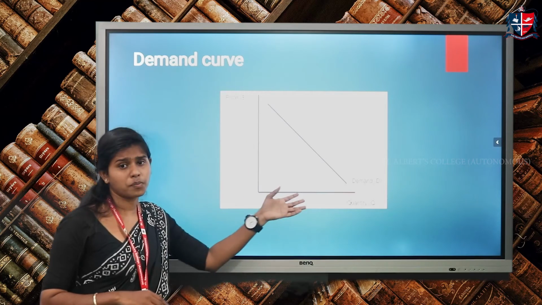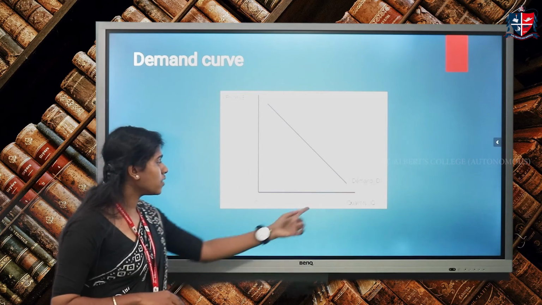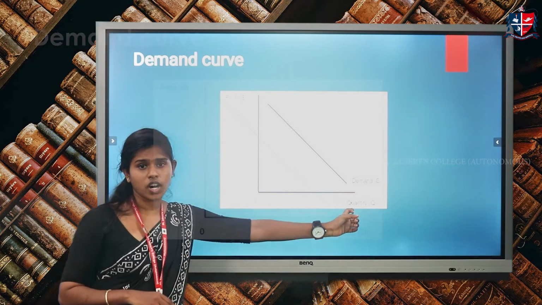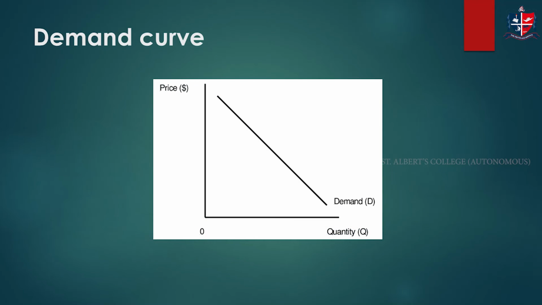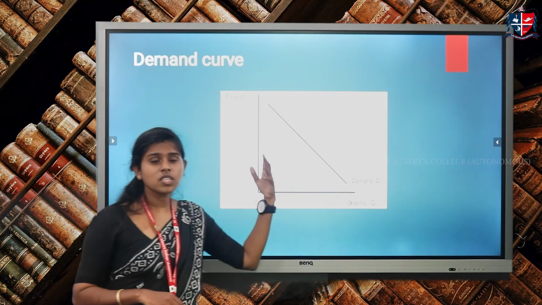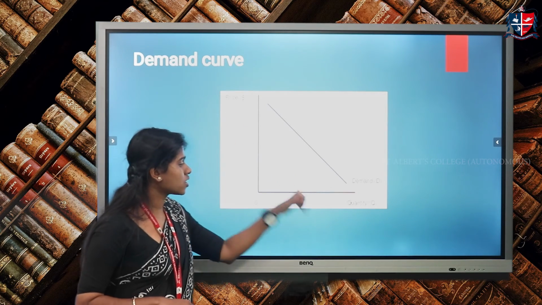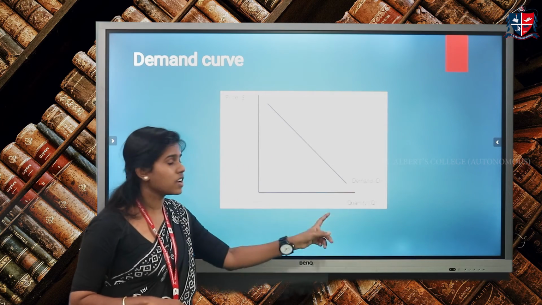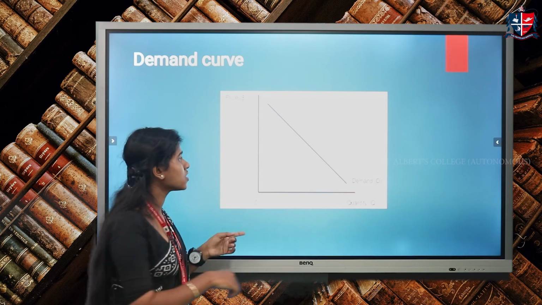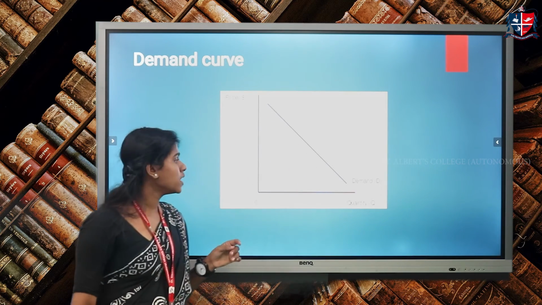This is a simple representation of the demand curve. On the x-axis, we represent the quantity demanded, and on the y-axis, we represent the price of the commodity. We can see that the demand curve is sloping downwards, or it is negatively sloping. This is because there exists an inverse relationship between the price and quantity, which results in the negative slope of the demand curve.